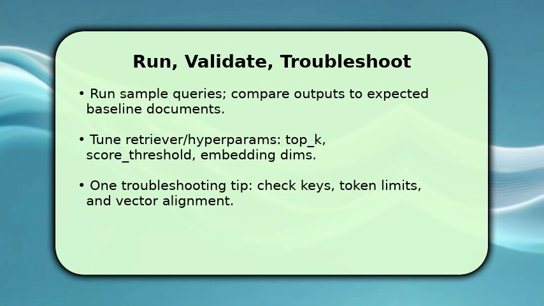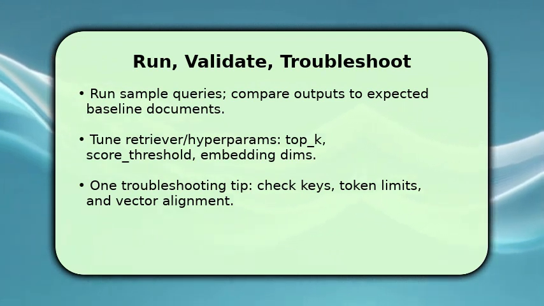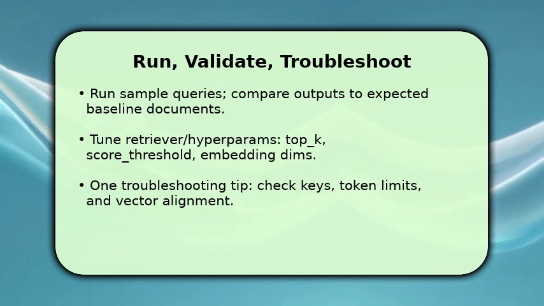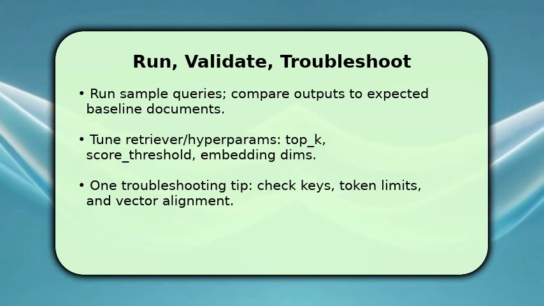If something goes wrong, first verify your API key, confirm you're not exceeding token limits, and ensure vector indexes align with stored metadata. That single check fixes most retro integration issues.